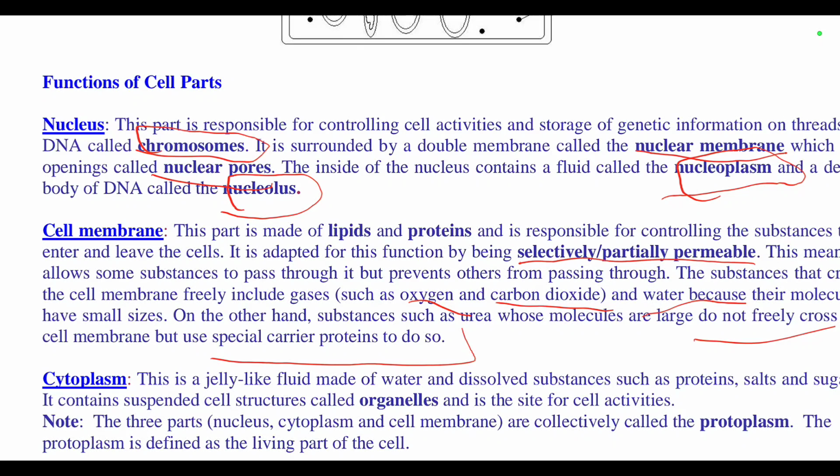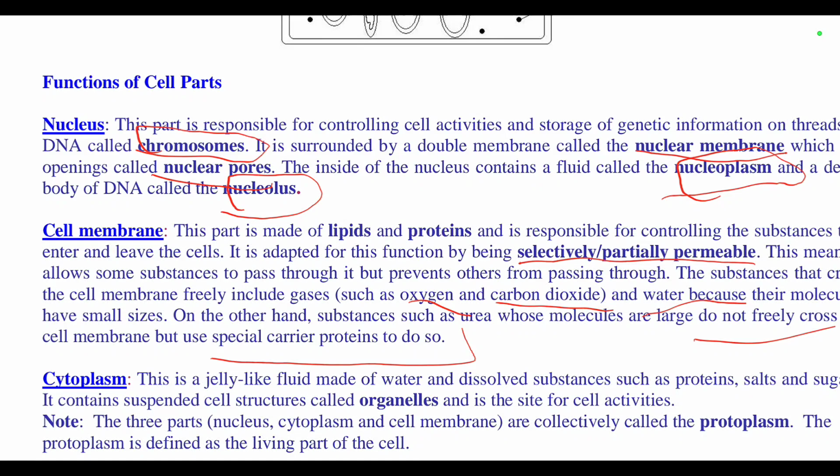So we've looked at the function of the nucleus, which is controlling cell activities and the storage of genetic information. We've looked at the function of the cell membrane, that it allows some substances to pass through it, but prevents others from passing through. It does this by being selectively permeable. And the meaning of selectively permeable is that it selects what crosses the membrane.